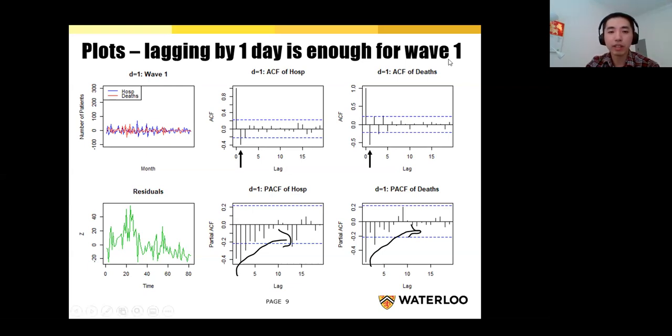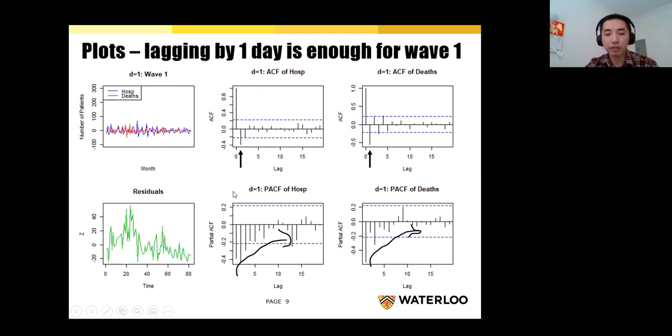They include all the way to 20 terms, and you can see that only the first, the quantity at including just one lag, is significant. It is an indication that yes, it is enough to include just one error term, or in other words, lagged by 1 day is enough. This is for wave 1, and a similar feature was demonstrated for wave 2, wave 3, and everyone, so I'm just not showing it for the sake of time.